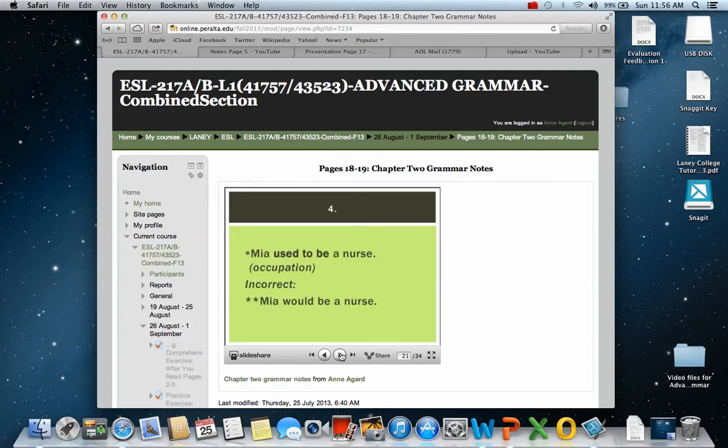Another example, Mia used to be a nurse. This continued for a time in the past. It means she's not a nurse anymore, but she was a nurse for a period in the past. And I could not use would that way. That's incorrect to use would in that sentence. Okay, same thing with another example. We used to have a summer home, but I would not use would in that sentence.